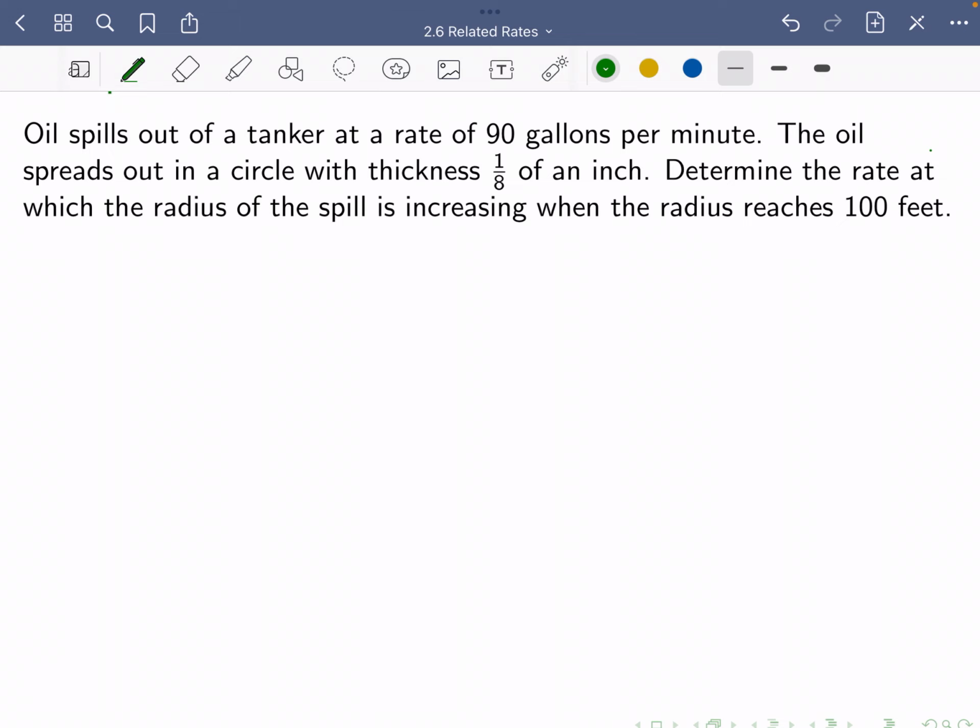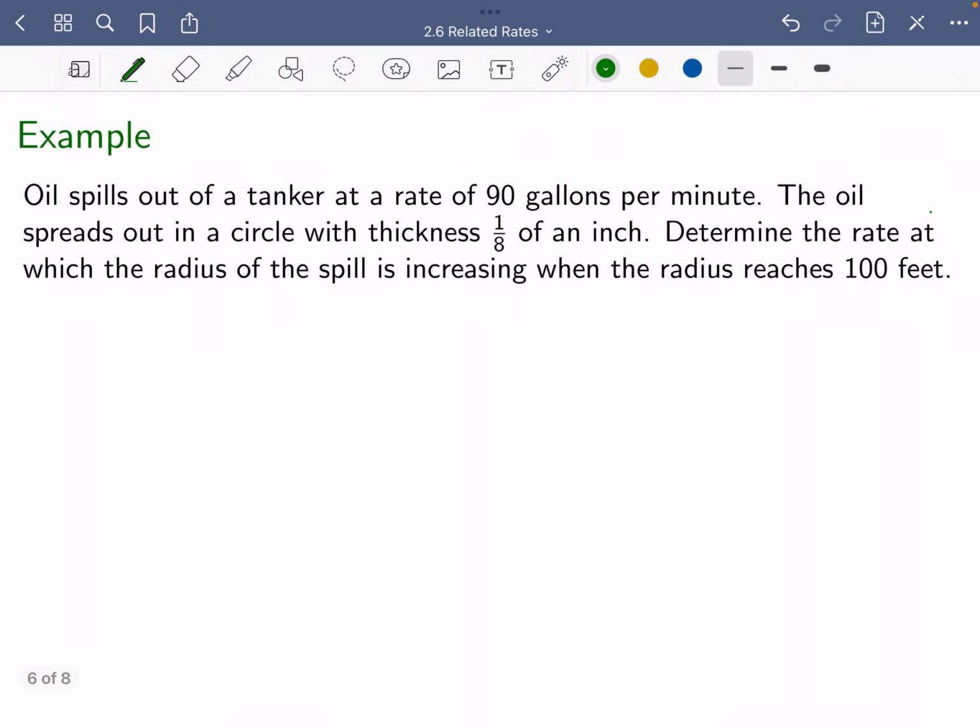All right, so this problem, it's a little bit trickier. We have 90 gallons per minute. That is a volume, right? So gallons is a volume. So this is telling us the change in volume, dV/dt, with respect to time, is 90 gallons per minute. And we know that there is some relationship to the thickness of the circle. We have the radius is in feet and inches.